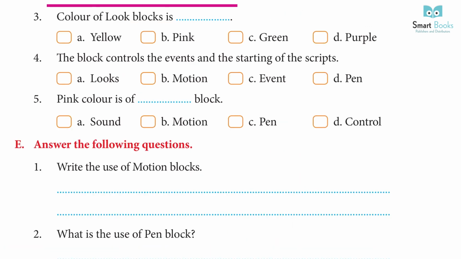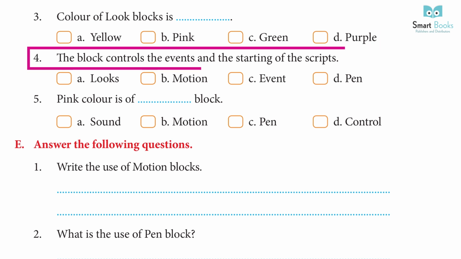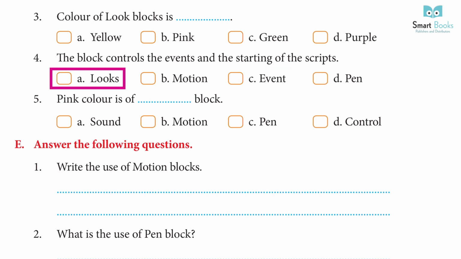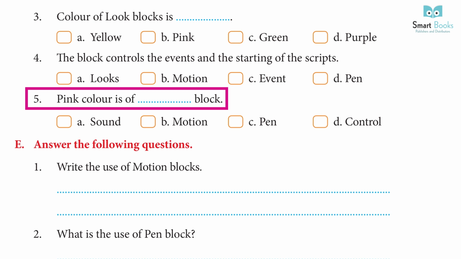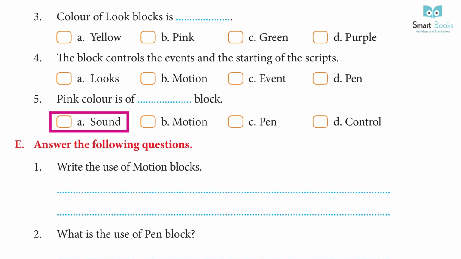3. Color of looks block is dash. A. Yellow. B. Pink. C. Green. D. Purple. Answer: D. Purple. 4. The block controls the event and the starting of the scripts. A. Looks. B. Motion. C. Event. D. Pen. Answer: C. Event. 5. Pink color is of dash block. A. Sound. B. Motion. C. Pen. D. Control. Answer: A. Sound.